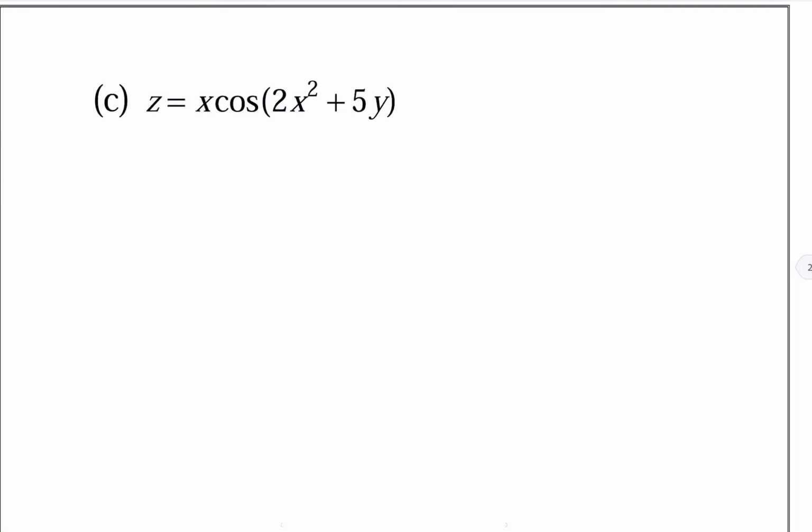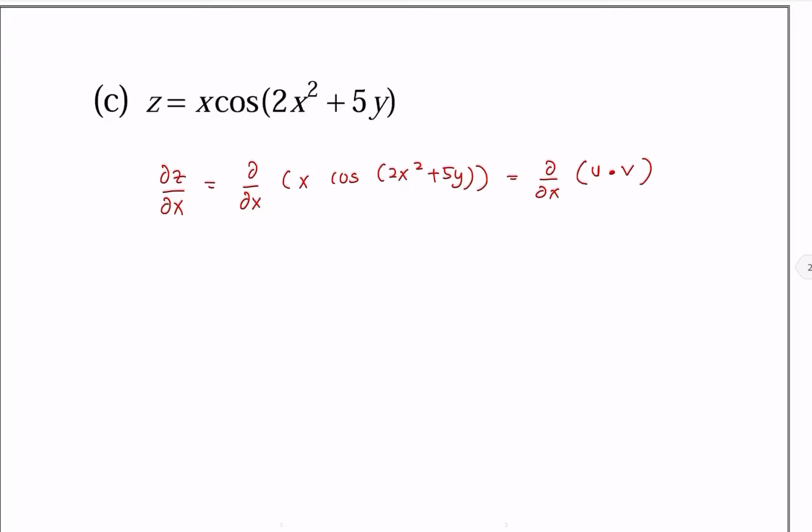Alright, next one. Okay, we have x cos(2x² + 5y). In this case, we want to find ∂z/∂x. This one is not complicated, but basically it is the product rule.